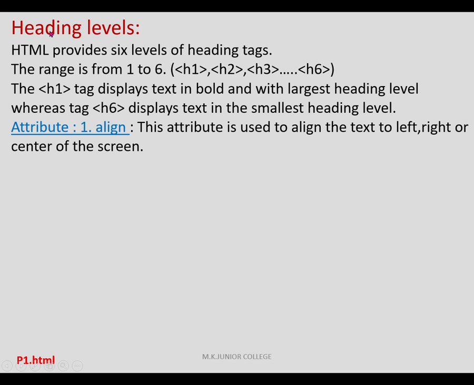Before taking an example, some heading tags which are very important. Heading level tags, or heading tags. HTML provides six levels of heading tags, my dear students. Whenever in your web page you want to display some text as a heading, it should be higher in size than other text. Those headings you can manage with the help of six different heading tags, which are H1, H2, H3, H4, H5 and H6. All are pair tags. Size wise, you will get the effect from H1 to H6 in decreasing order. The H1 tag displays text in bold with the largest heading level.